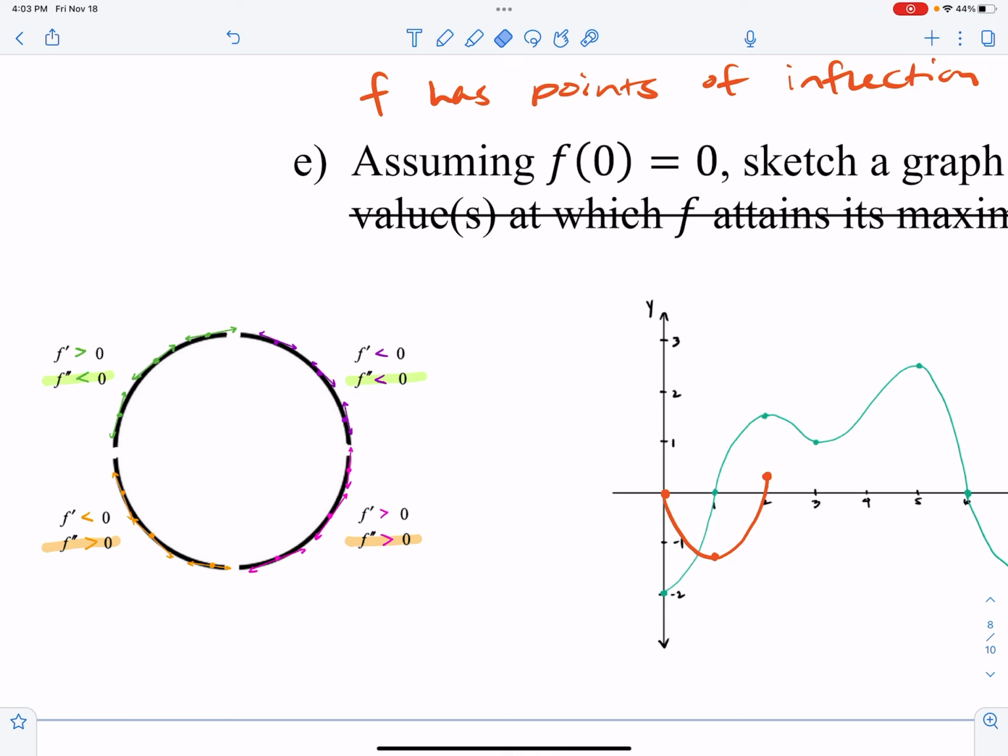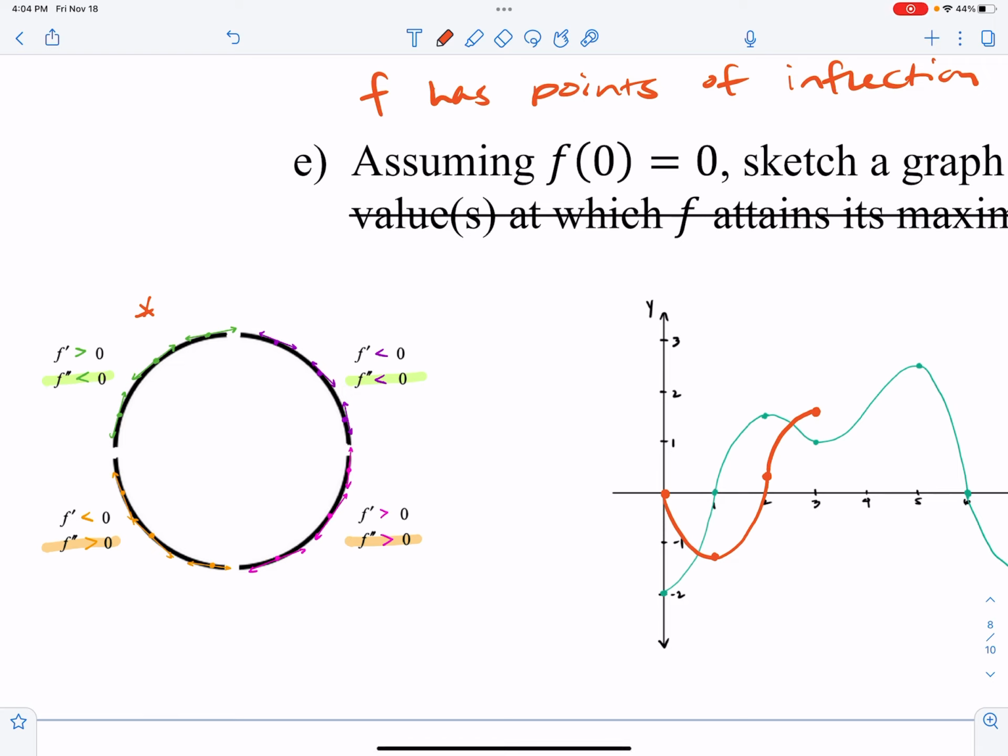And then from 2 to 3, f prime is positive, but f prime is decreasing. Therefore, f double prime would be negative. So f prime positive, f double prime negative would be this top section of the graph here. So the graph will change. It looks like it changes concavity.